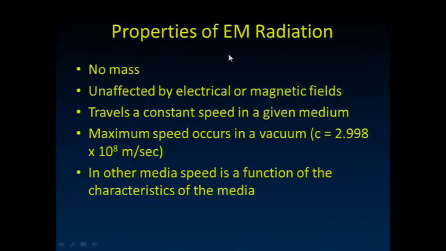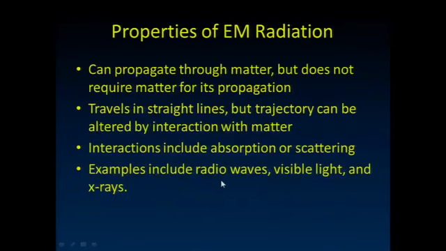So let's talk a little bit about electromagnetic radiation specifically now. Remember, it has no mass, it's unaffected by electrical or magnetic fields, and it travels at a constant speed in a given medium. That maximum speed occurs in vacuum and is about 3 × 10⁸ meters per second. In other media, the speed is a function of the characteristics of that media.